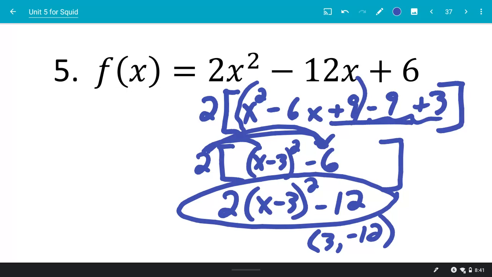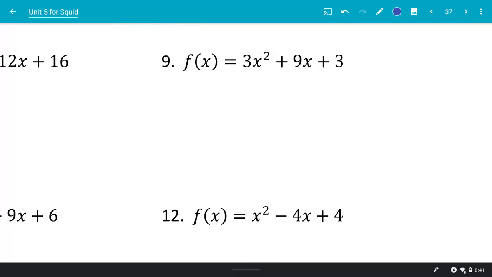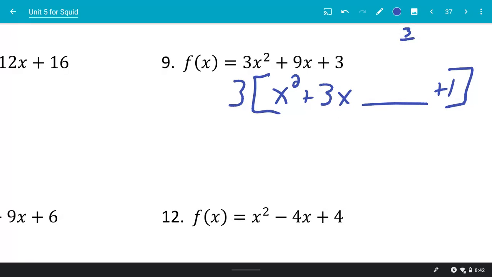Let's go to number 9. Number 9 also has a leading coefficient. Since it has a leading coefficient, I'm going to try to pull that out. Can I? Yes. So 3 times x squared plus 3x plus 1. I went ahead and put that space in there because I'm going to complete the square. Cool? Oh, no. There's an odd number. Yay. I know you're not going to like it, but it'll be okay. Because 3 divided by 2, it doesn't go in evenly, does it? So I'm not going to turn it into a decimal.